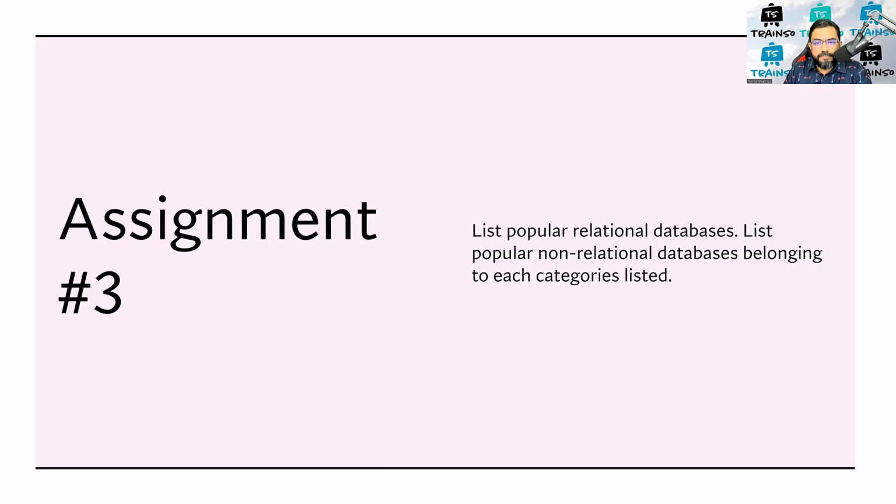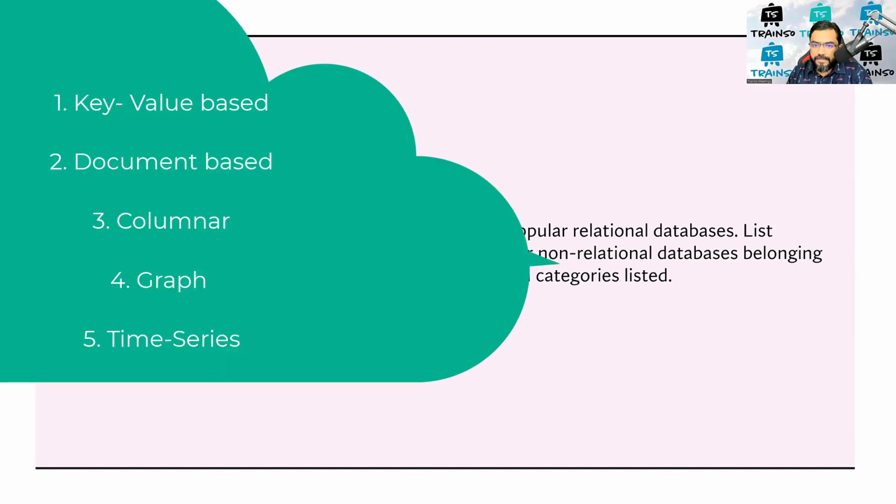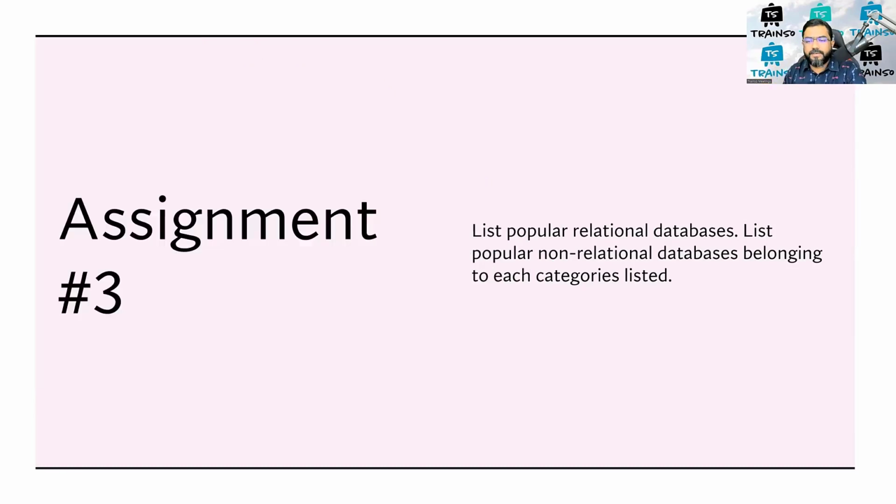Before going to CAP theorem, here is your assignment number 3. List popular relational databases and also list popular non-relational databases belonging to each category. Find out as many databases as possible that belong to each of these categories, and you can answer them as comments in the YouTube channel.